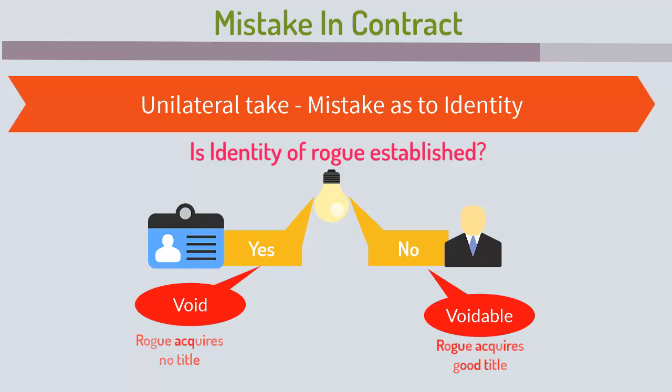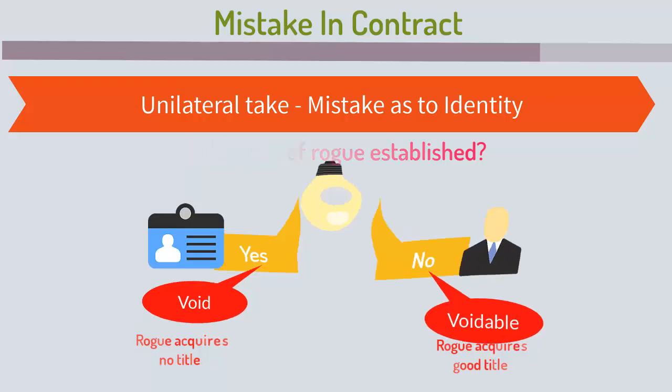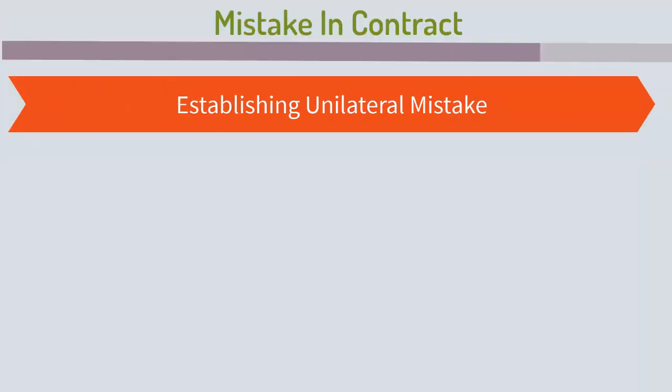Now, if a person alleges mistake as to identity of the contracting party, how do the courts resolve this? First, the courts try to determine the status of the contract entered into between the owner and the rogue. The issue is whether the contract is void for mistake or voidable for fraudulent misrepresentation. It all depends on whether the mistake as to identity of the contracting party can be established.